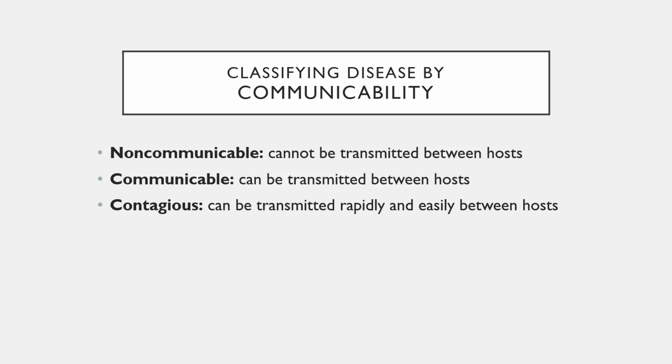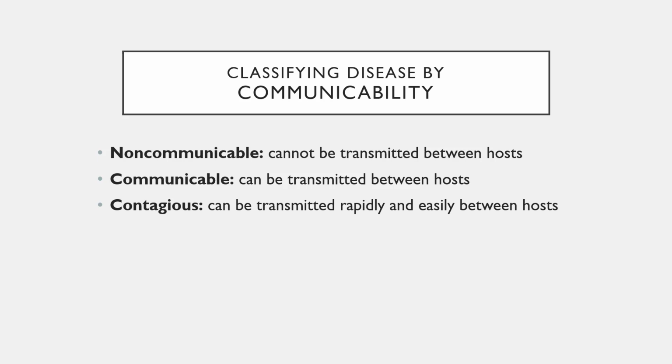This is contrasted to communicable diseases, which can be transmitted between hosts, and a special subset of communicable diseases are contagious diseases. Contagious diseases are ones that can be transmitted rapidly and easily between hosts, so they are communicable diseases that can be transmitted very efficiently.